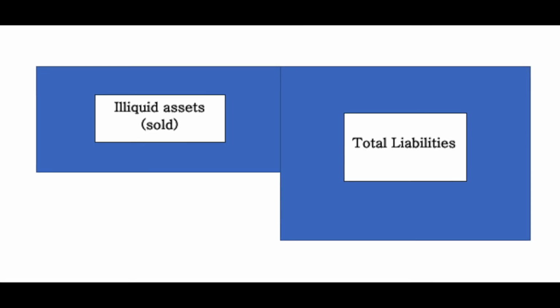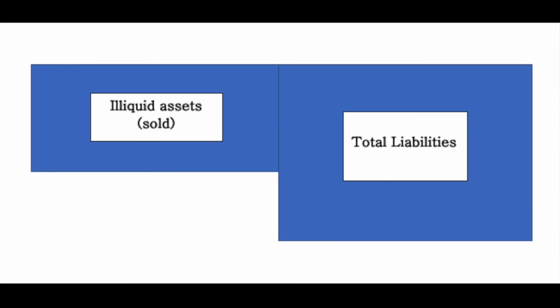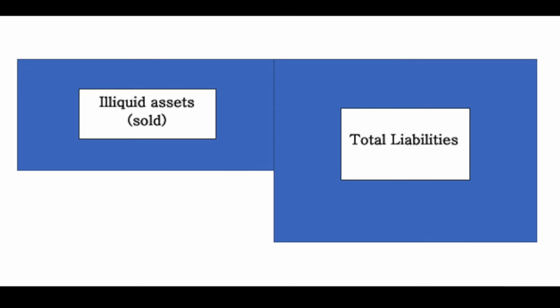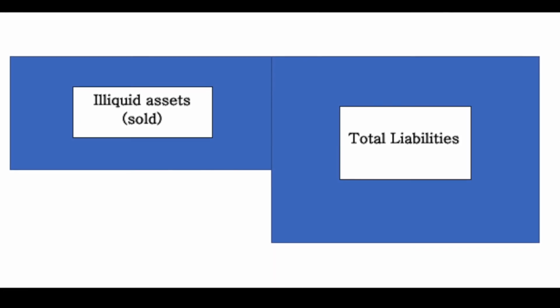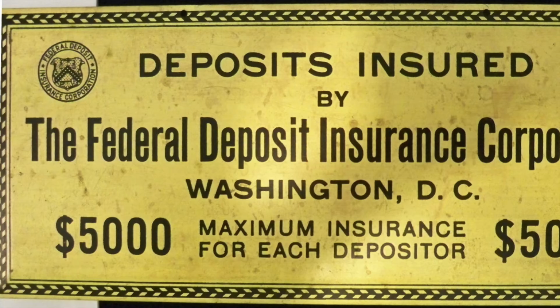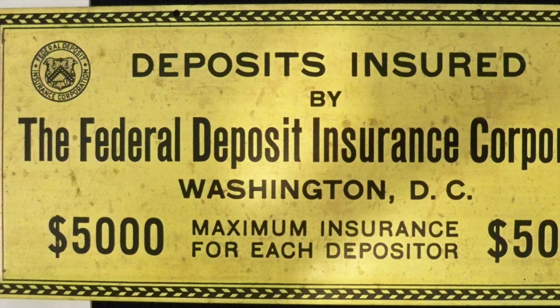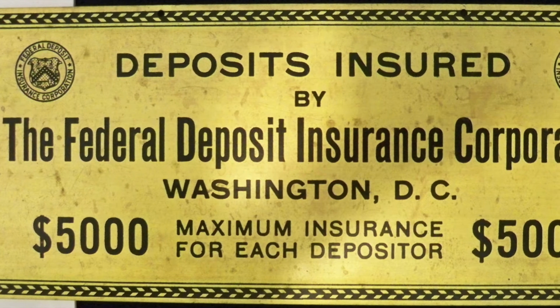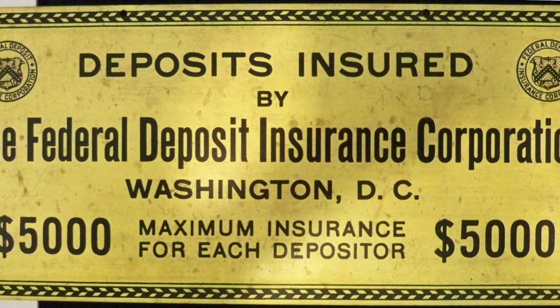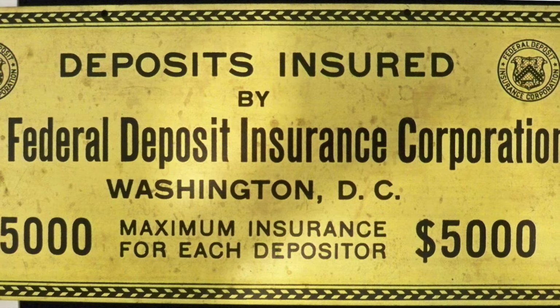So this means that the illiquid assets are sold for a fraction of their true value, and this can make the bank insolvent. So there is something called deposit insurance. So for a bank, being insolvent means that it cannot repay its depositors because its liabilities are greater than its assets. So the effect that an insolvent bank will have depends on whether it has deposit insurance.